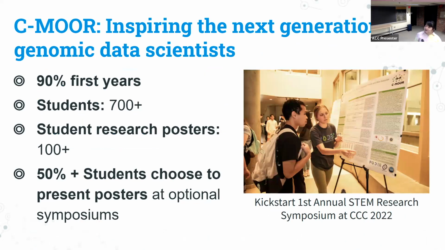Here are the students. The vast majority of our students are first-year students. We have taught over 700 of them. And we choose to have the research poster as their final deliverable. It's great for the students because they can have something they can physically look at, they can take it home, they can send it as a PDF for future research opportunities. And when given the chance to present at research symposia or conferences, more than half of students choose to do so. One thing that we're really proud about is that we use these posters to actually start an annual STEM Research Symposium at Clovis Community College in 2022 that is still continuing to this day.